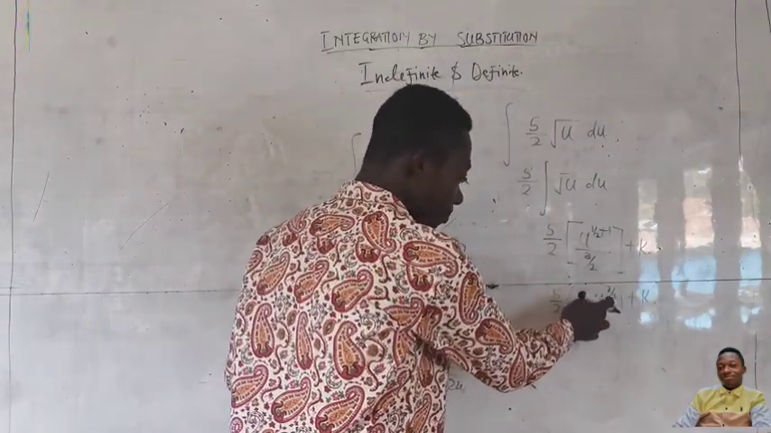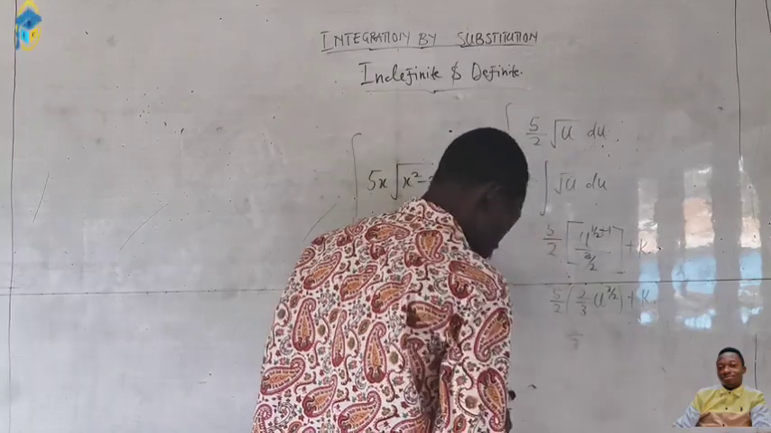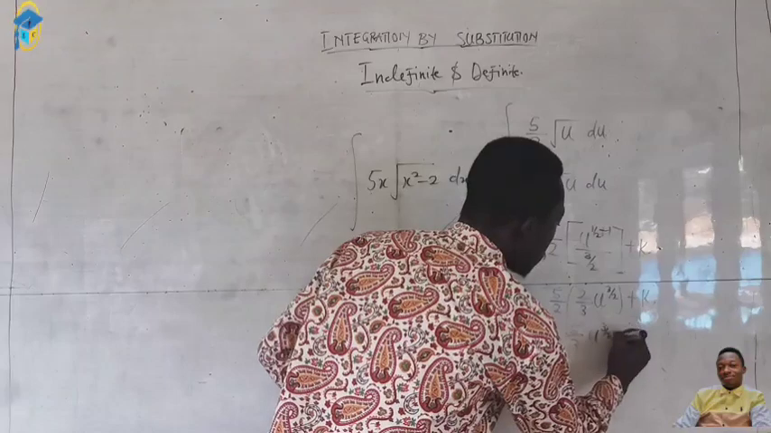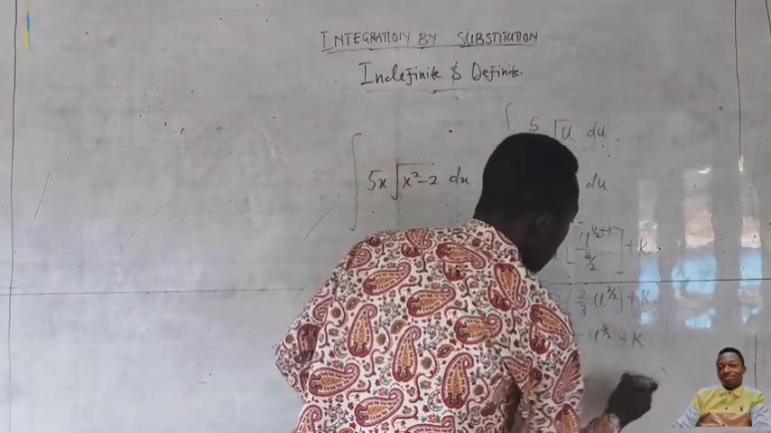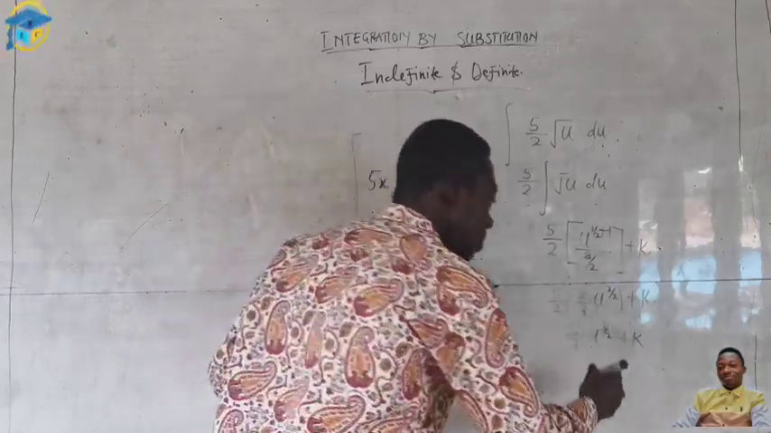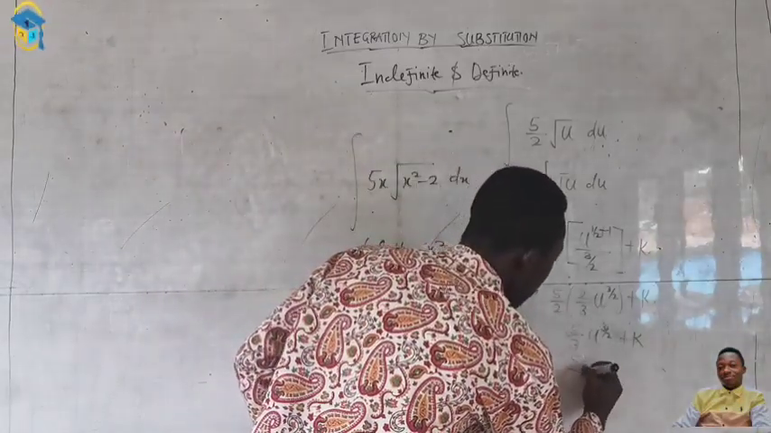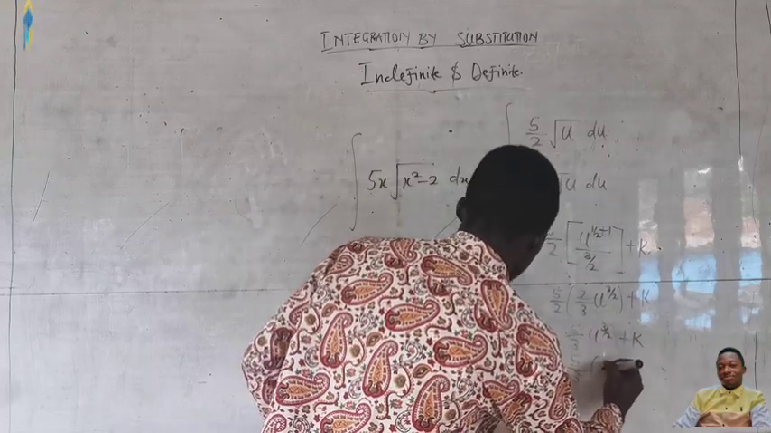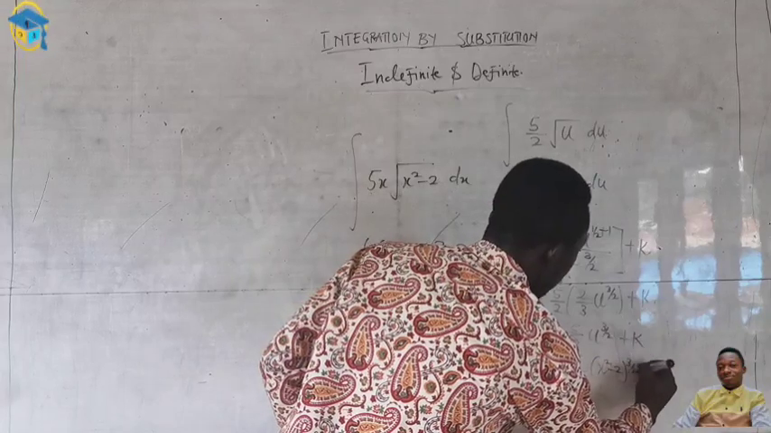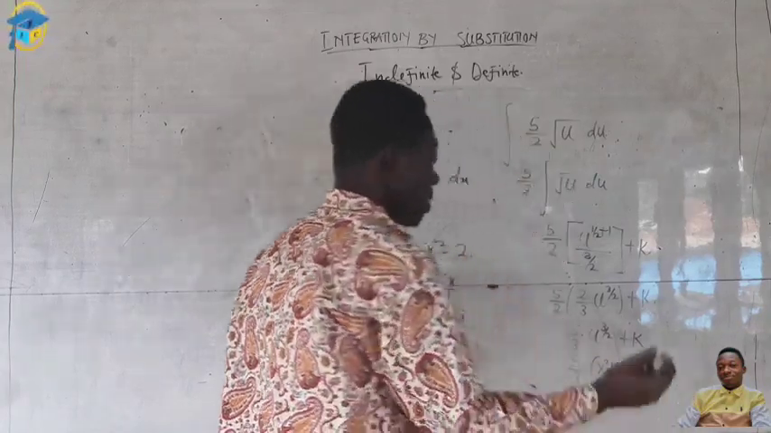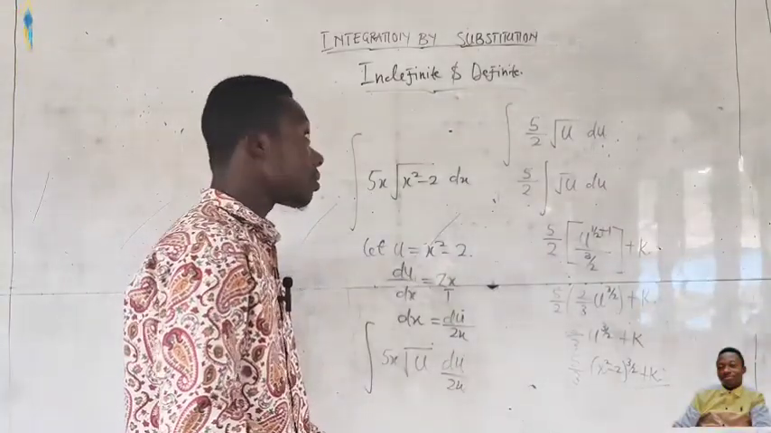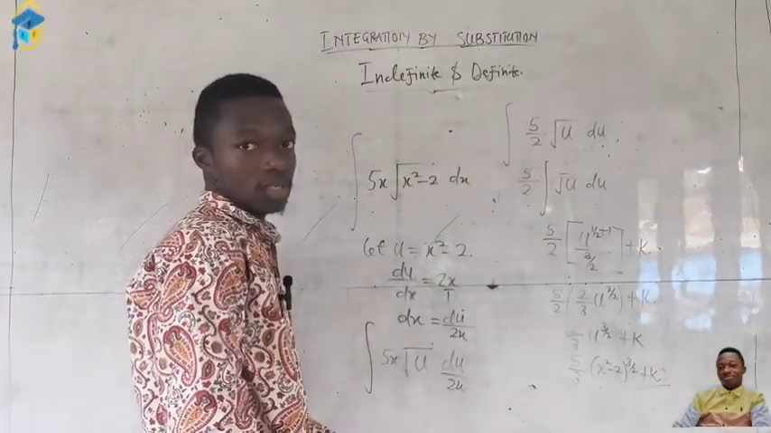So here we have 5 over 3 times u to the power of 3 over 2, plus k. But we know that u is equal to x squared minus 2, so I just substitute. We have 5 over 3 times x squared minus 2 to the power of 3 over 2, plus k, and then you are done. This is how we integrate an indefinite integral through substitution. Thank you for watching.